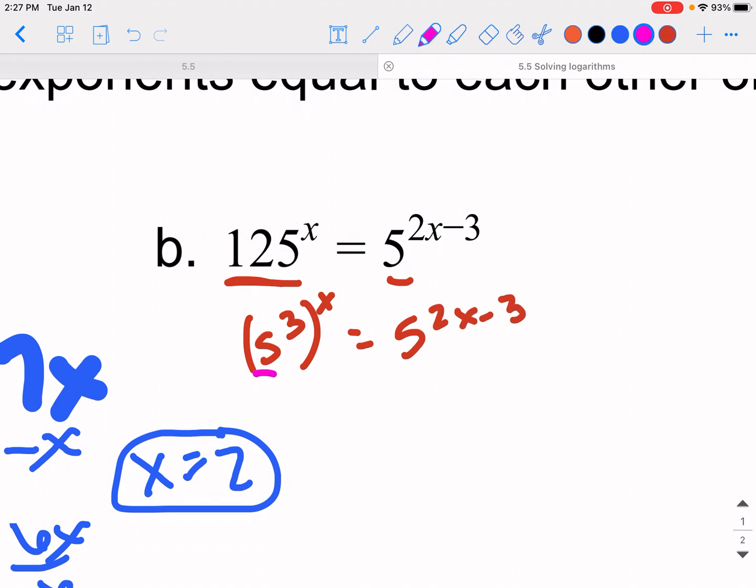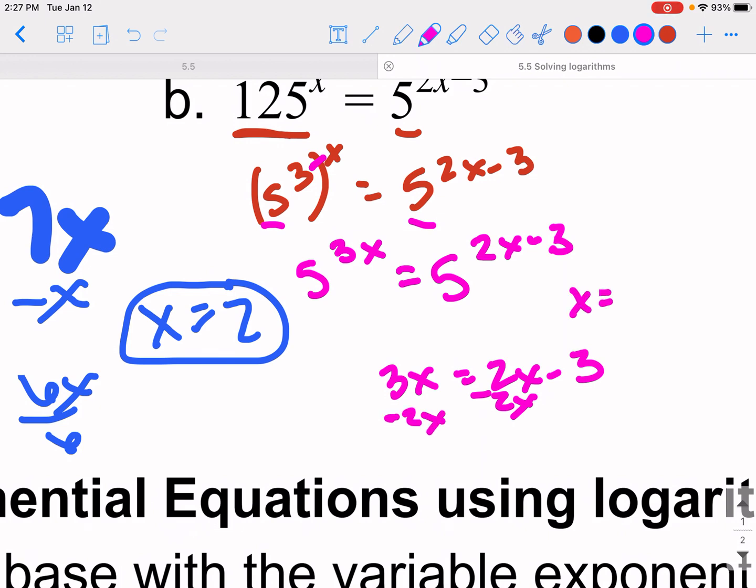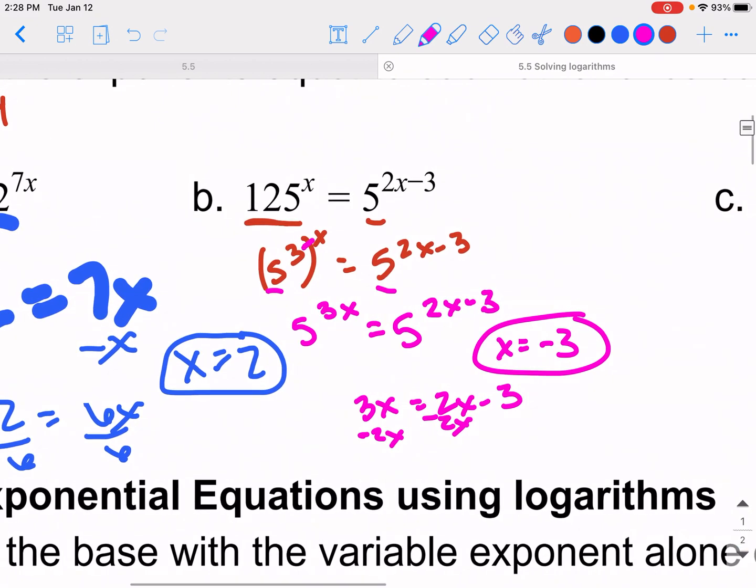Now they have the same base, awesome. And when I have a power to a power, this is really just multiply. So 5 to the 3x is equal to 5 to the 2x minus 3. Same base, so that means we'll have 3x equal to 2x minus 3. Go ahead and solve, and we'll get x equal to negative 3. Okay, and you're always welcome to check.